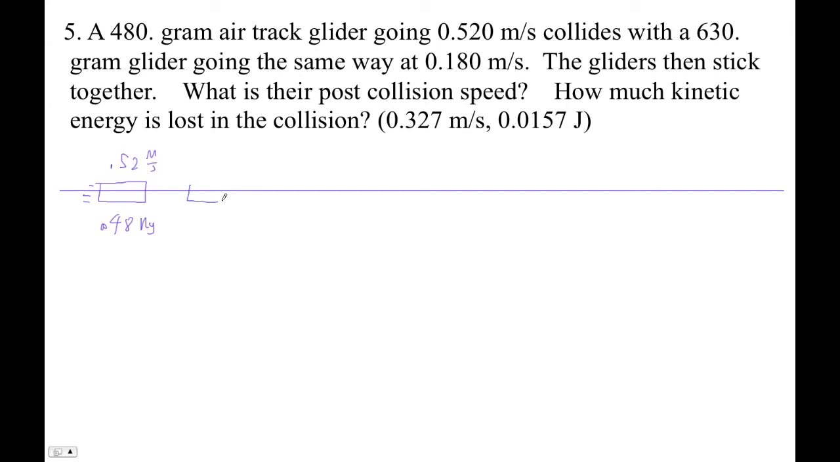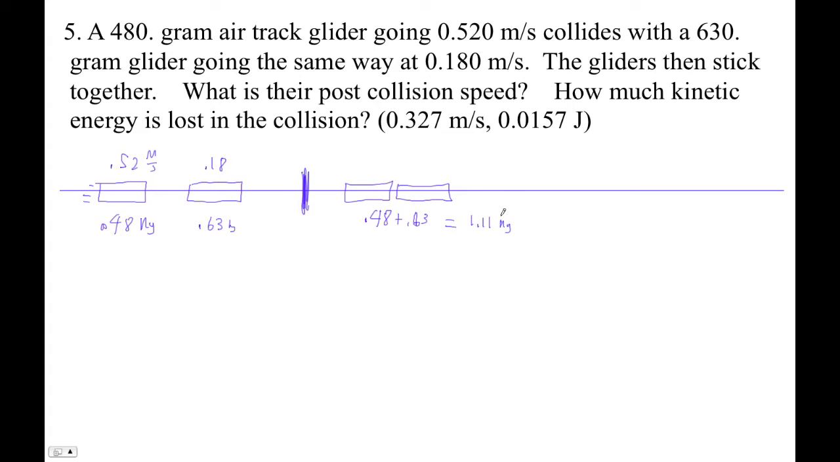And it collides with this glider that's just not going fast enough, right? 0.18. And this is 0.63. And then after the collision, they're stuck together like an air track, right? And so the mass is 0.48 plus 0.63. Okay, that is approximately 1.11 kilograms.